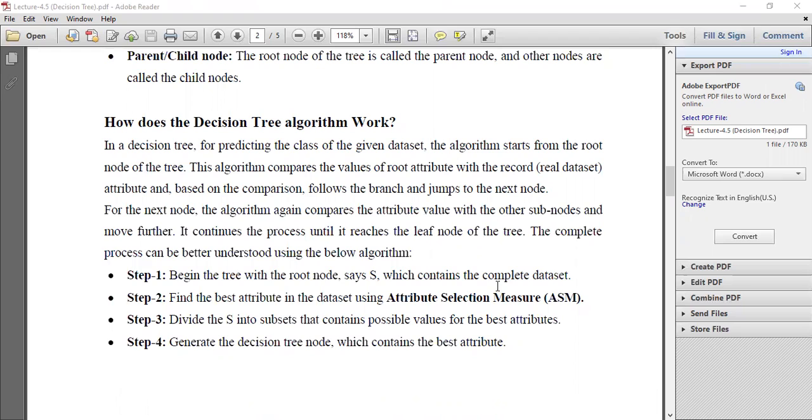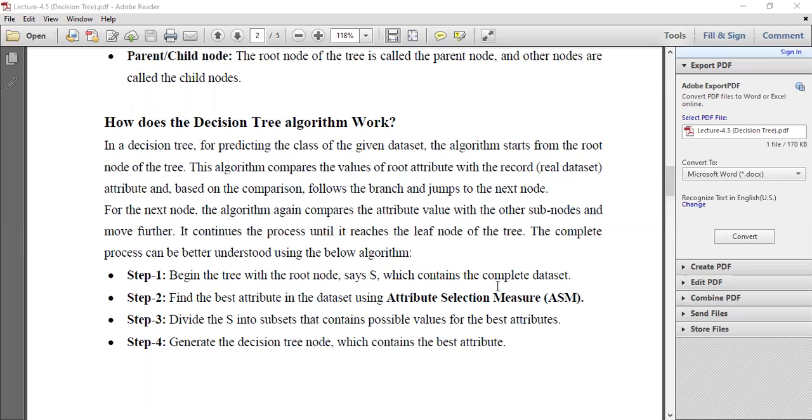In the decision tree, for predicting the class of a given dataset, the algorithm starts from the root node of the tree, and this algorithm compares the values of the root attribute with the real dataset attributes, and based on the comparison, it follows the branch and jumps to the next node. For the next node, the algorithm again compares the attribute value with the other subnodes and moves further. It continues the process until it reaches the leaf node of the tree.